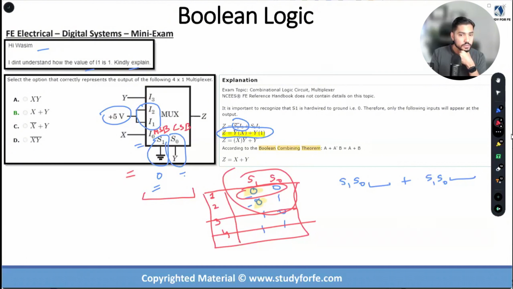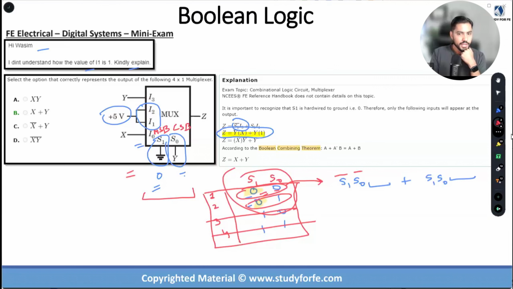Basically both. Why? Because both of them are equal to 0, correct? Right? Agreed? Because S1 is 0, so a hat should go on top of S1. As S0 is 0, so a hat should go on top of S0. Okay, let's look at the second scenario where we have S1 equal to 0 and S0 is equal to 1.